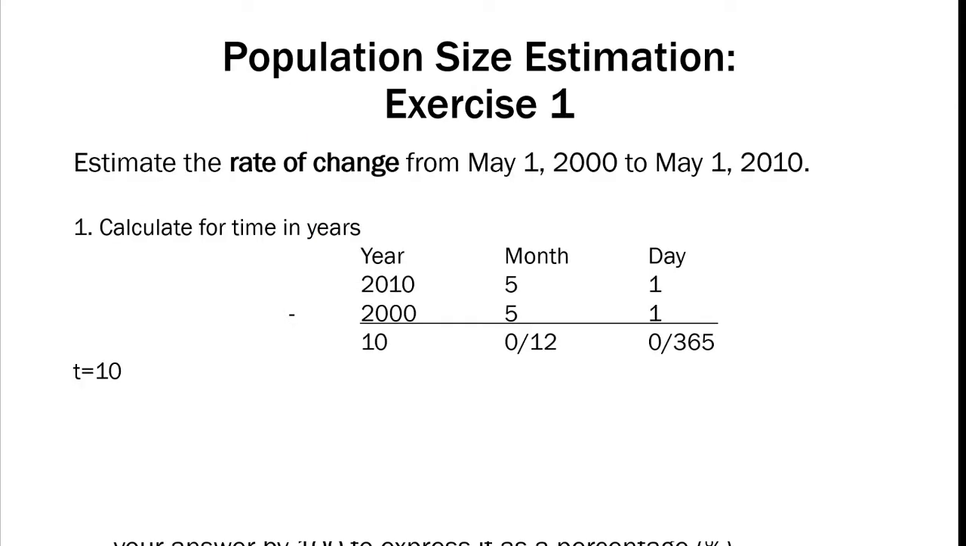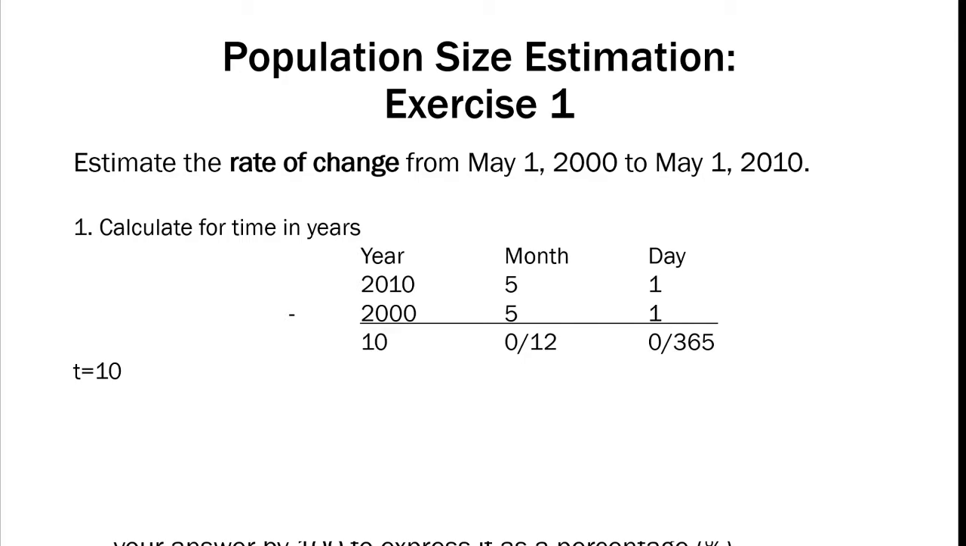So the population size, we need to estimate the rate of change from May 1, 2000 to May 1, 2010. So let's go through the tips that I gave you. The first thing that we need to do, again, is to actually look to find what we're looking for. Okay. So what I'm looking for based on this is the rate of change. So what do you do when you already found what you're looking for? You write the formula of that thing that you're looking for.